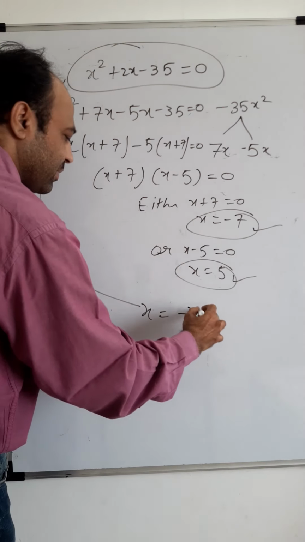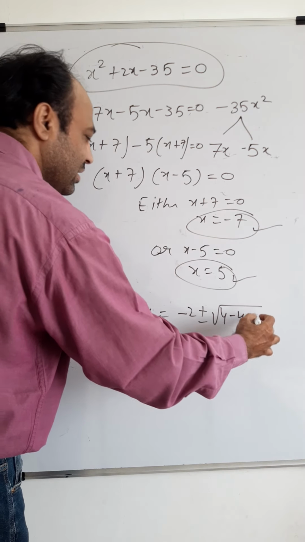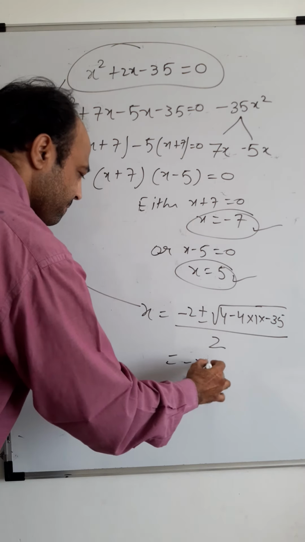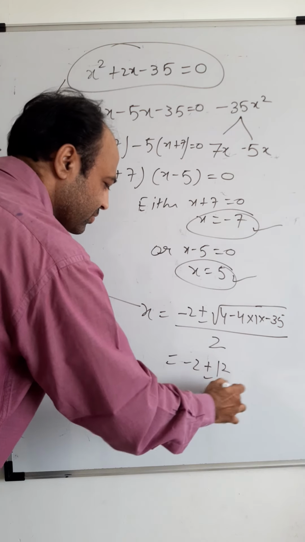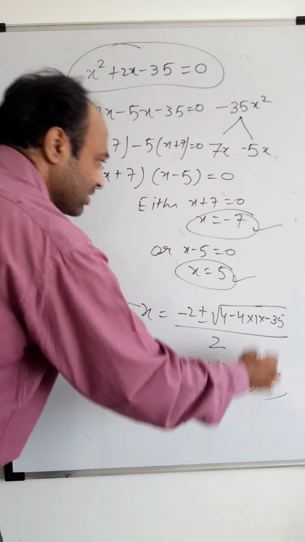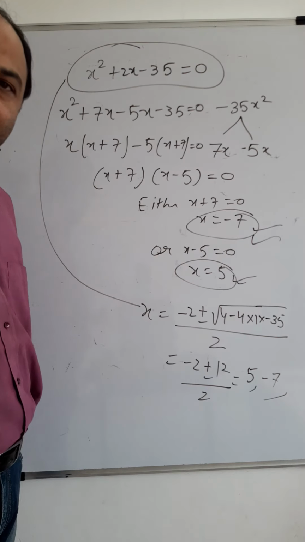Minus b plus minus square root of b square minus 4ac, where a is 1, c is minus 35, upon 2a which is 2. This is 144, that is 12 by 2. So first you will get 5 and then minus 7. So the same result here. It's your call. If you want to go by formula method, that way you can go, or if you want to go by middle term split method, that way also. Wherever you feel you can do it fast, that method you have to opt for.